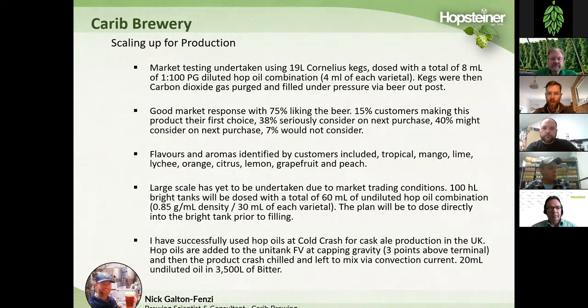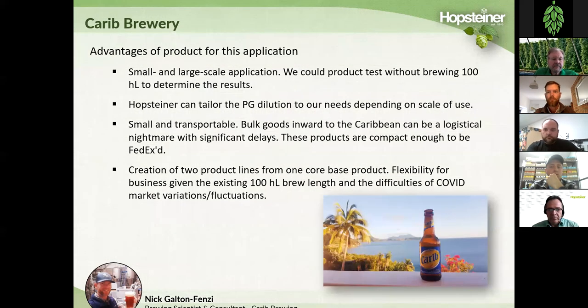We've also used these products in cask ale production in the UK. And we've added those in directly into the uni tanks, FVs, and these are 4,000 litre tanks at capping gravity, so 3 points above where terminal gravity is prior to crash chilling. And then we've left it for convection current to mix. And we've had very good results with that as well.